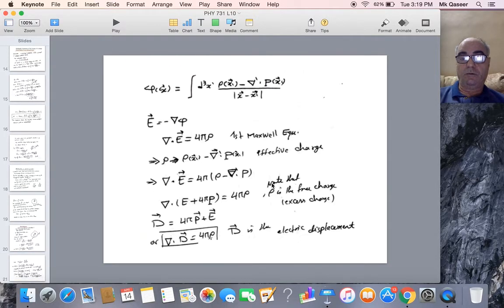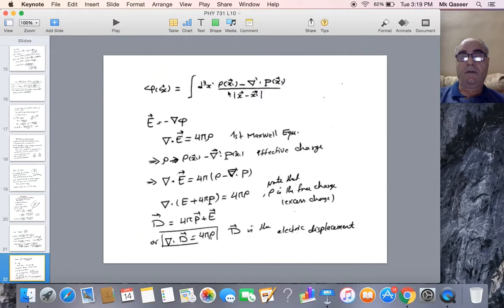Then we reach this form, which is rho of x prime minus gradient prime dot P over x minus x prime. That means we have to replace our rho by this expression, two terms, the monopole and the dipole contribution. We have divergence E equal to 4 pi rho. Rho now is replaced by this expression. So we have divergence E equal to 4 pi times rho minus divergence P. Take this to the left side. We have divergence of E plus 4 pi P equal to 4 pi rho.